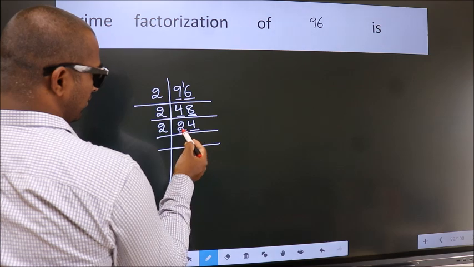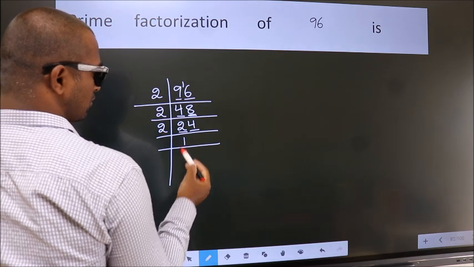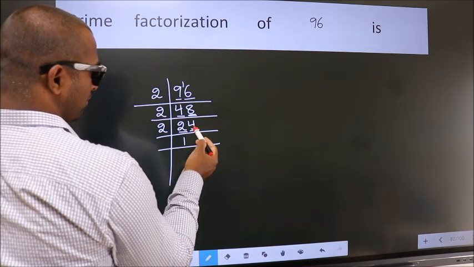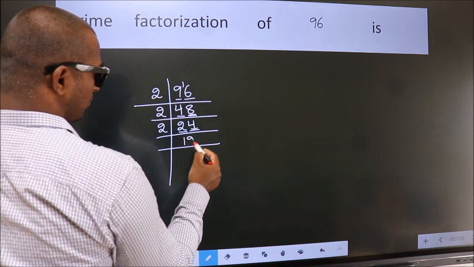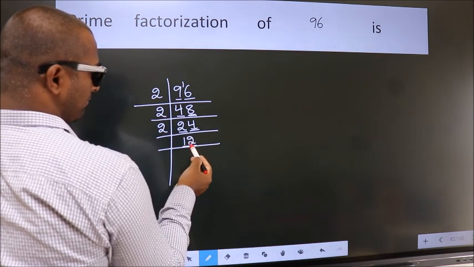First number 2, when do we get 2 in the 2 table? 2 ones 2. The other number 4, when do we get 4 in the 2 table? 2 twos 4. Now here we have 12.